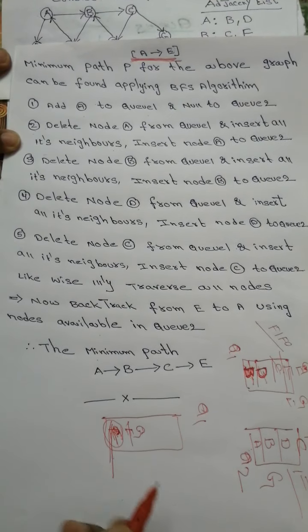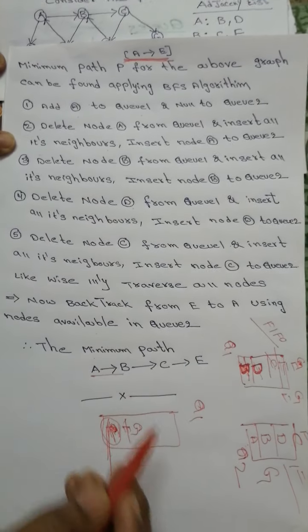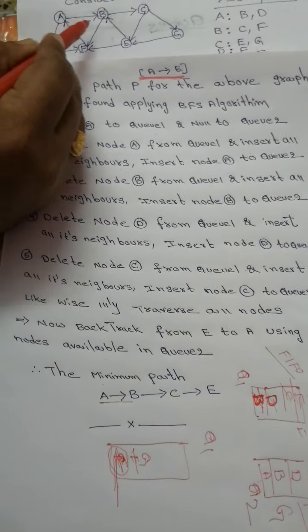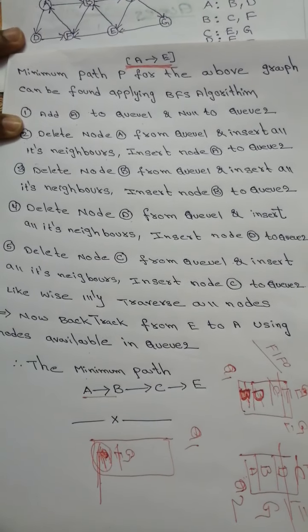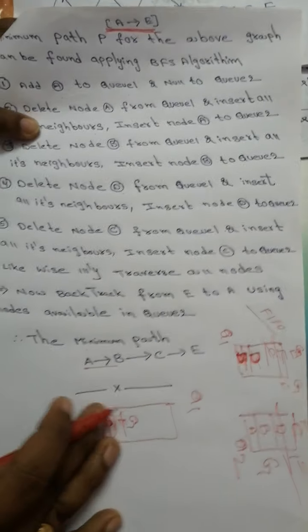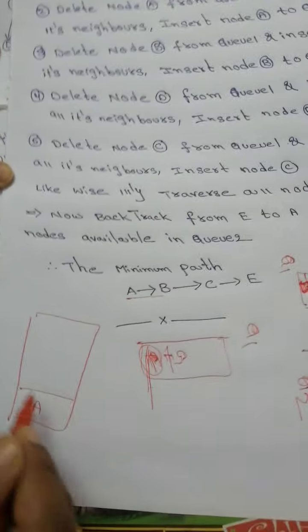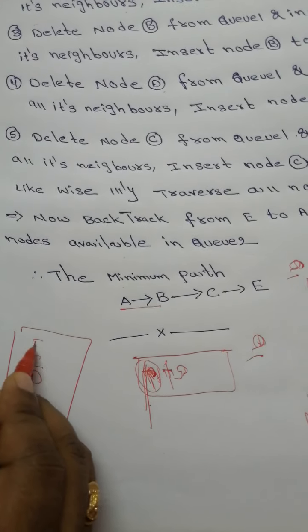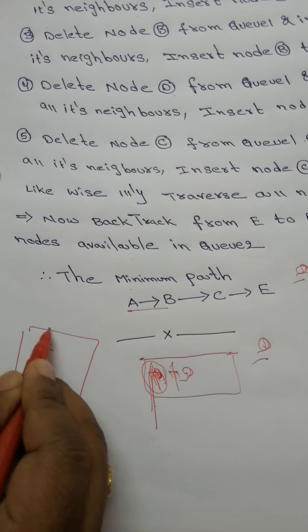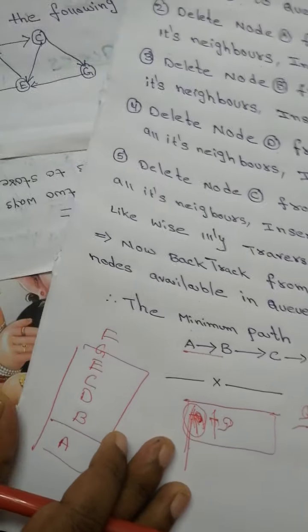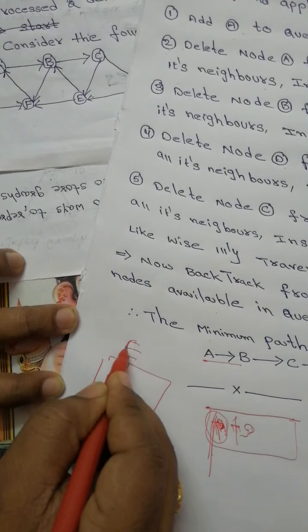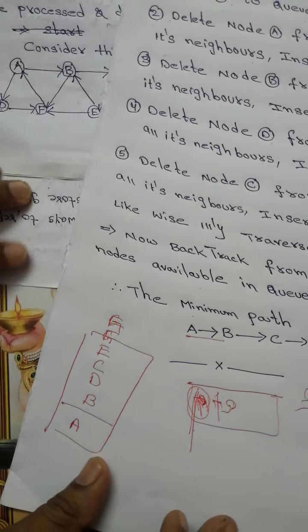Now, what is the minimum path that is obtained? Now what do we have in Q2? These are the nodes in Q2. Finally, the nodes we got in Q2 are A, B, D, C, E, G and F. Like this we have A, B, C, D, E, F, G. Now, how do we find the minimum path?